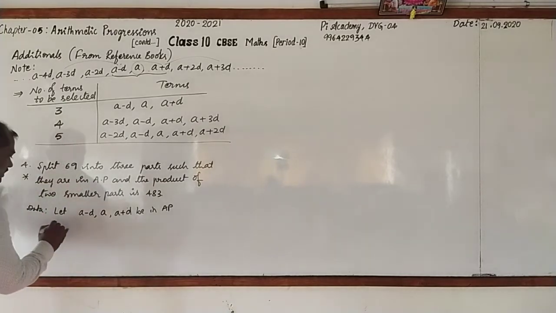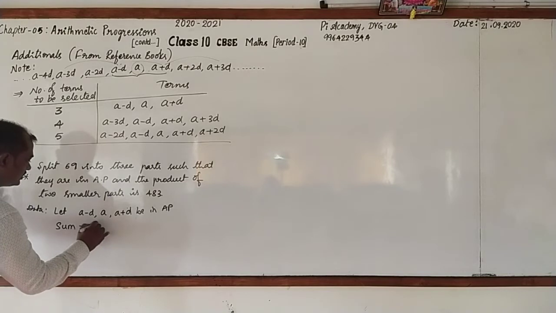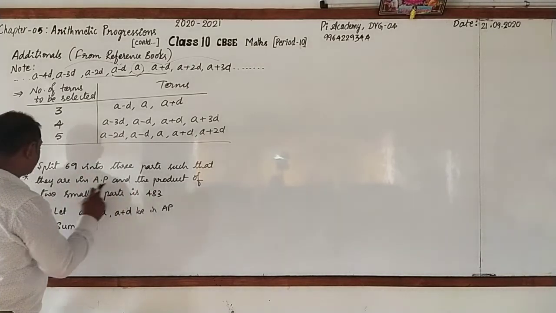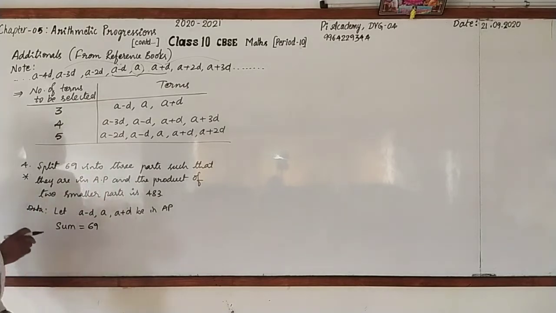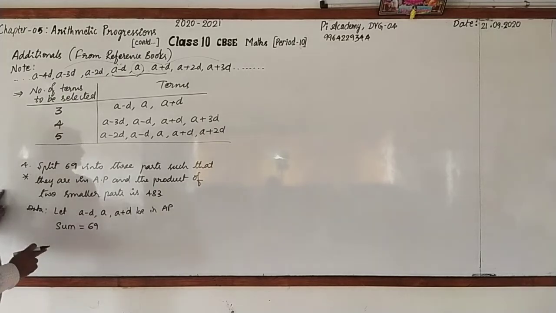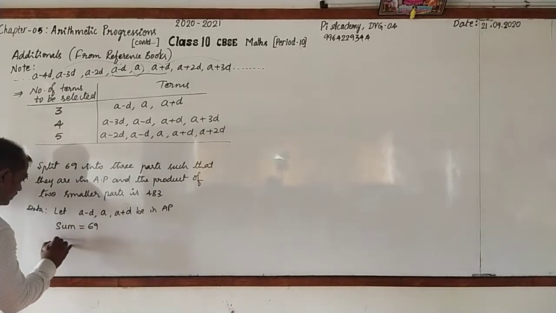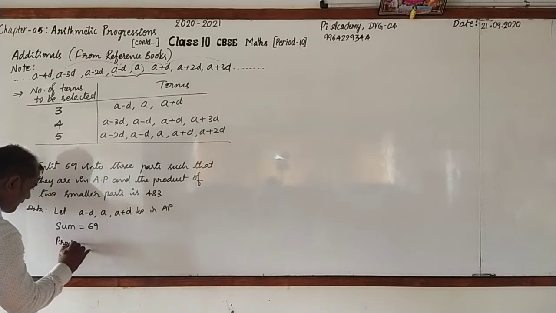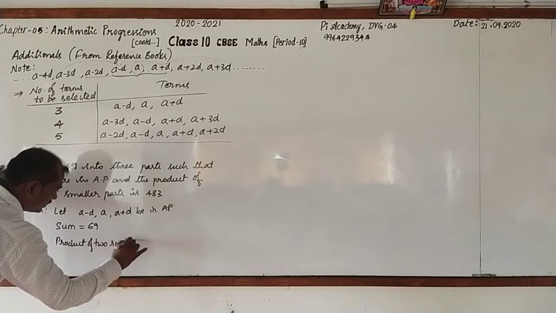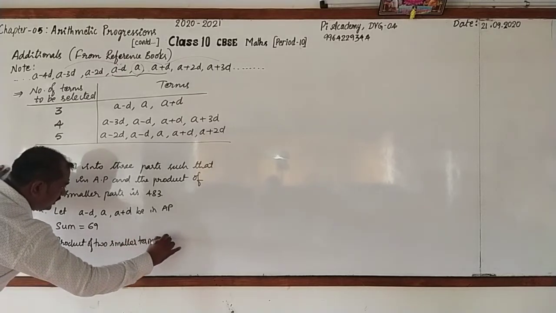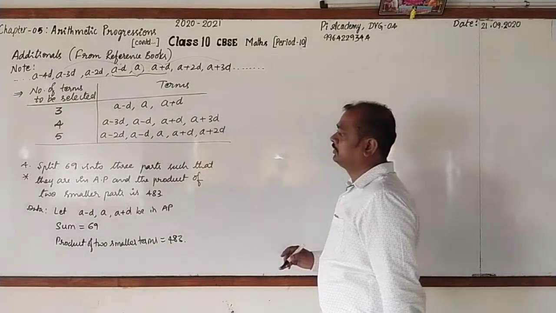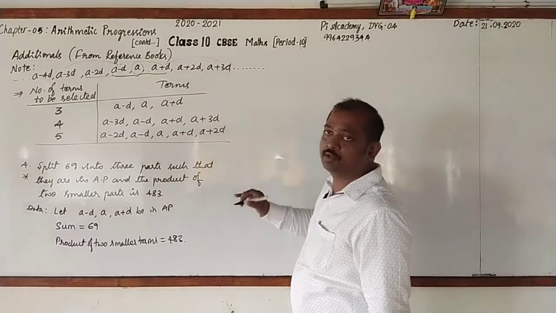That means the sum of the terms is how much? 69. And the product of the 2 smaller terms. Which are the 2 smaller terms? It is A and A minus D, right? Here, the product of the 2 smaller terms is 483. Okay. Now, we have to find out those terms.